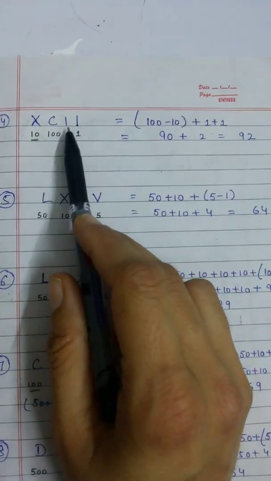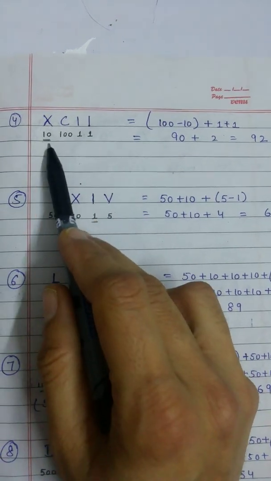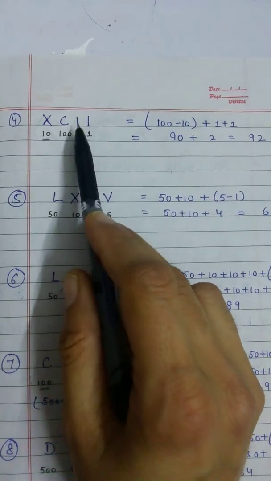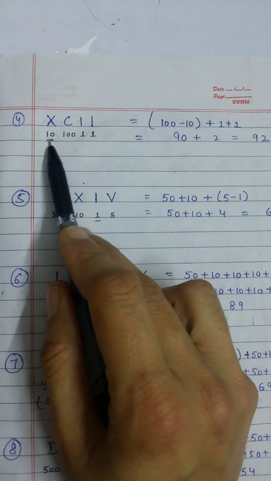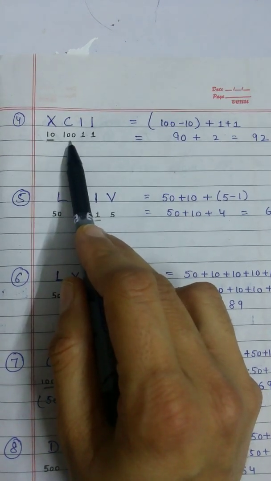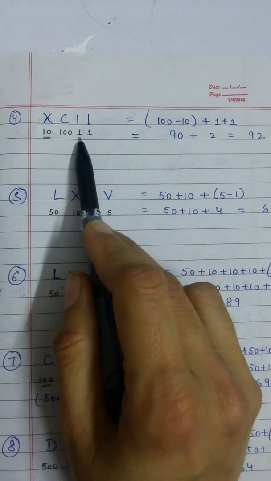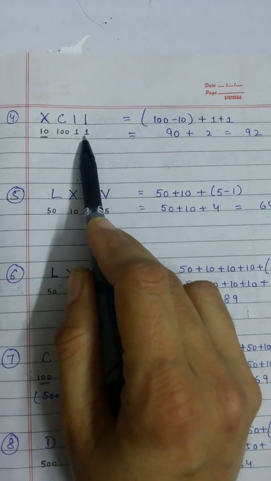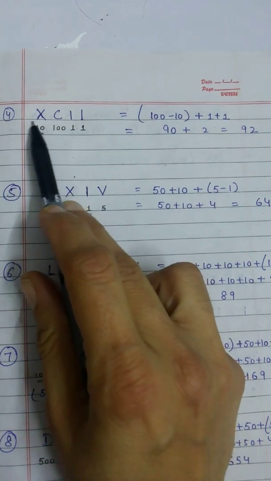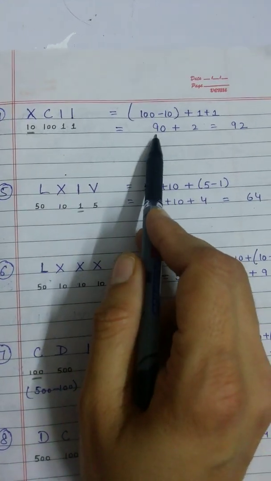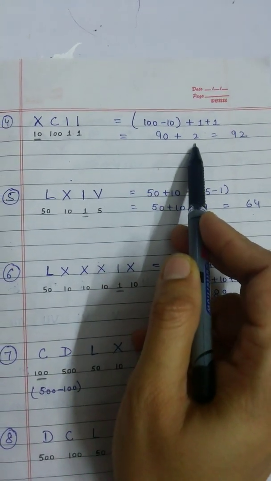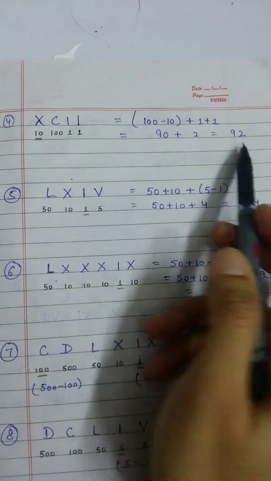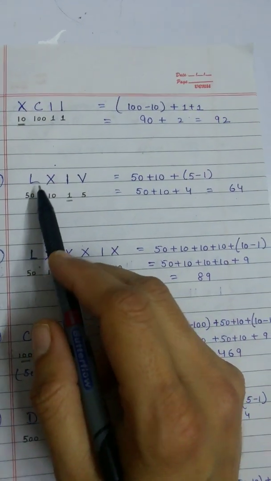Now let's look here. XCII. X has a value of 10, C is 100, I is 1. Again, the smaller symbol is on the left of a larger symbol, so this will be subtracted, and the smaller ones on the right will be added. So first we'll solve this: 100 minus 10 is 90, plus 1 plus 1. That means 90 plus 2. It becomes 92.